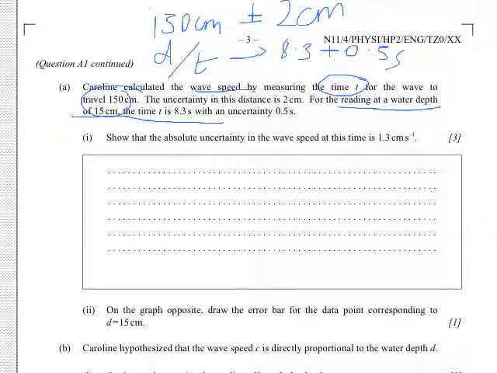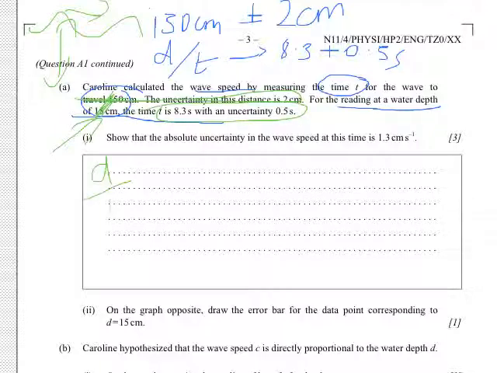Why is it confusing? Because they mention 15 centimeters, which is the water depth, and that's kind of irrelevant because we only need the distance the wave has travelled, not the height of the wave or the depth of the water it was travelling through. So it's a bit confusing to have 150 and 15. The only information you really need is 150 plus or minus 2 and 8.3 plus or minus 0.5. So if we work that out, distance over time, it's a division.